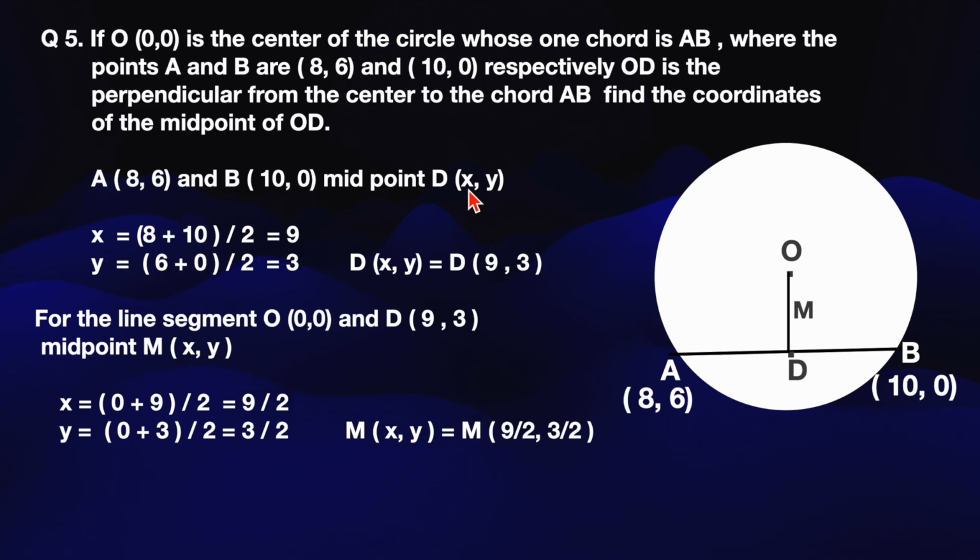What is the value of x? x is equal to (8 plus 10) upon 2, that is equal to 9. y is equal to (6 plus 0) upon 2, that is equal to 3. So the coordinates of D are (9, 3). Coordinates of O are (0, 0). So now again do the midpoint formula for this. The x coordinate of M is (0 plus 9) upon 2, that is 9 upon 2, and the y coordinate is (0 plus 3) upon 2, that is 3 upon 2. So M is (9/2, 3/2).